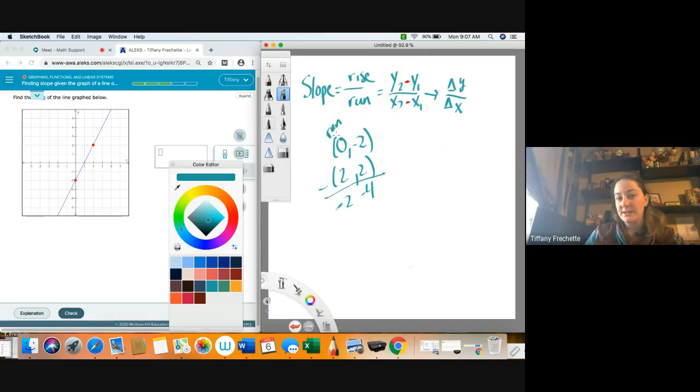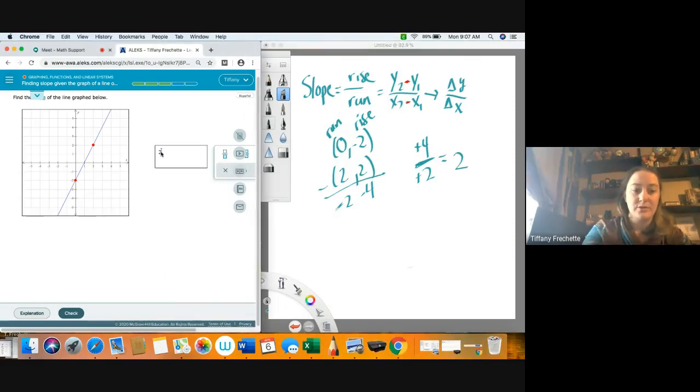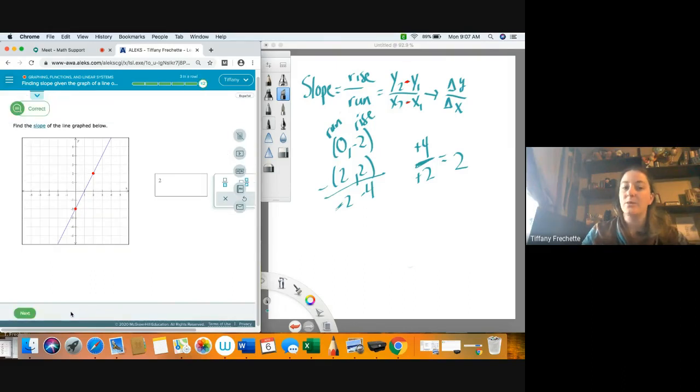This is run because it's the x's. This is rise because it's the y's. So all I have to do is put it in rise over run. So I have negative 4 over negative 2. This is where the two negatives make a positive comes in, because I have a division sign. I am dividing these two numbers, and because they're both negative, they become positive. Now I can go 4 divided by 2 is 2. So I get 2 and click check. And yay, we're all done with that one.